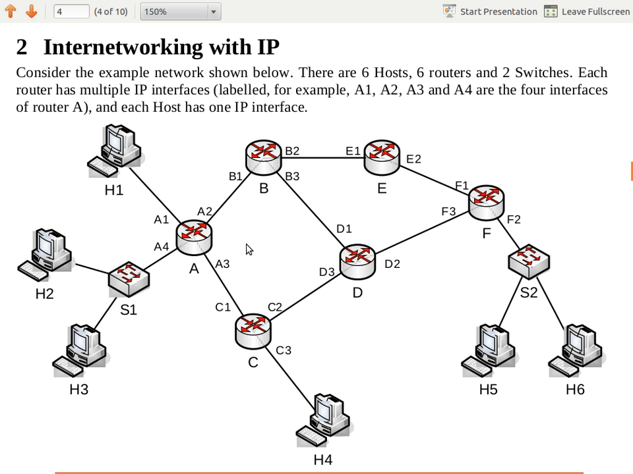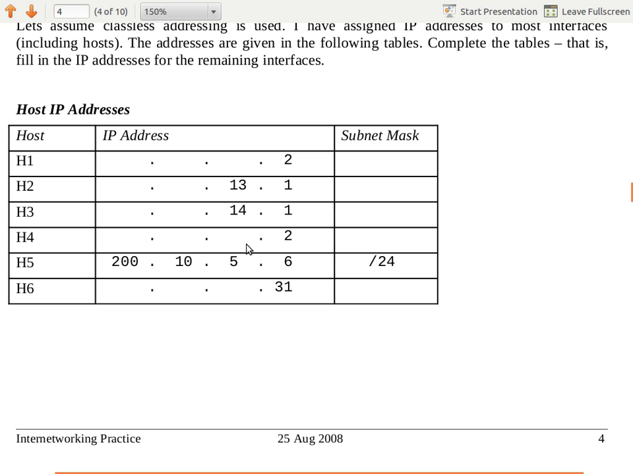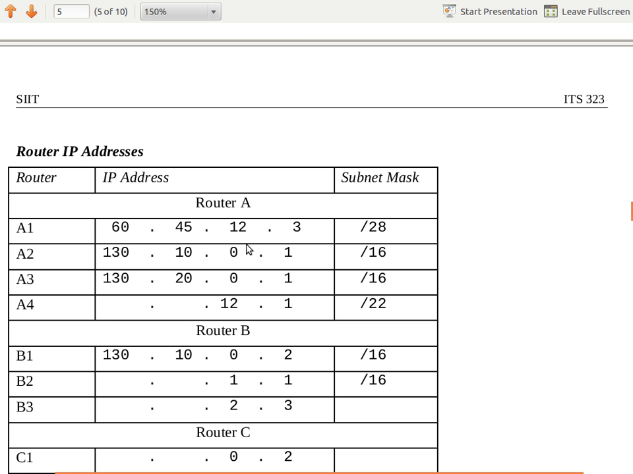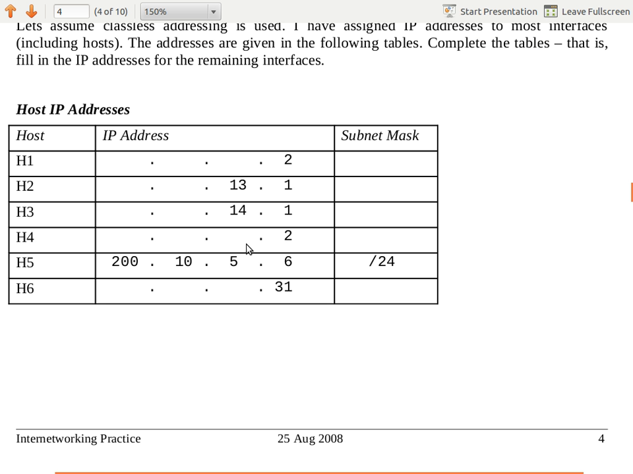I want you to assign IP addresses by filling in the tables here, the host IP addresses and then the router IP addresses. But I give you some information. That is, I give you some of the IP addresses, or at least a portion of the IP addresses. Find the IP address for host H1. Try that now. Find the IP address for H1.